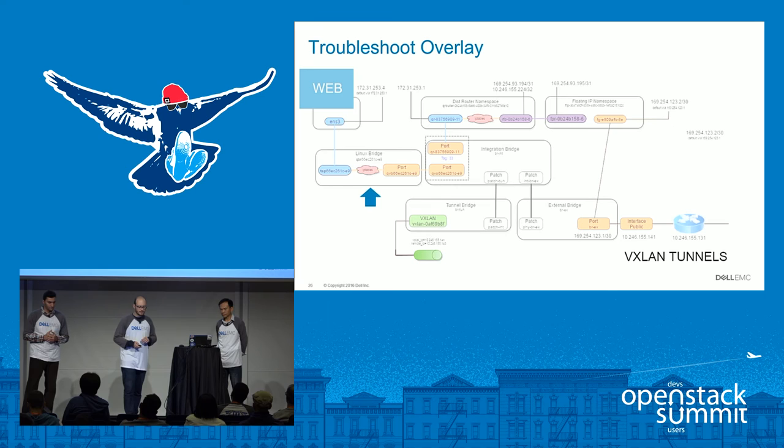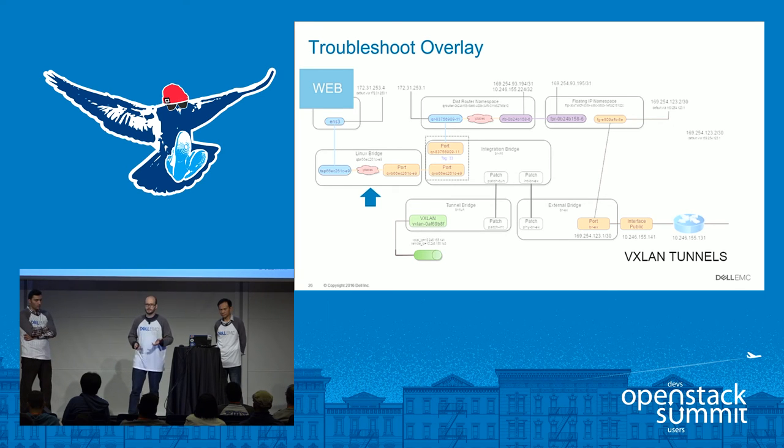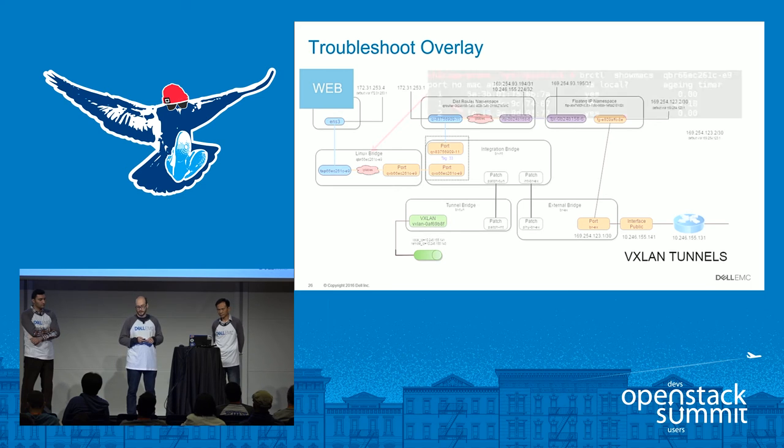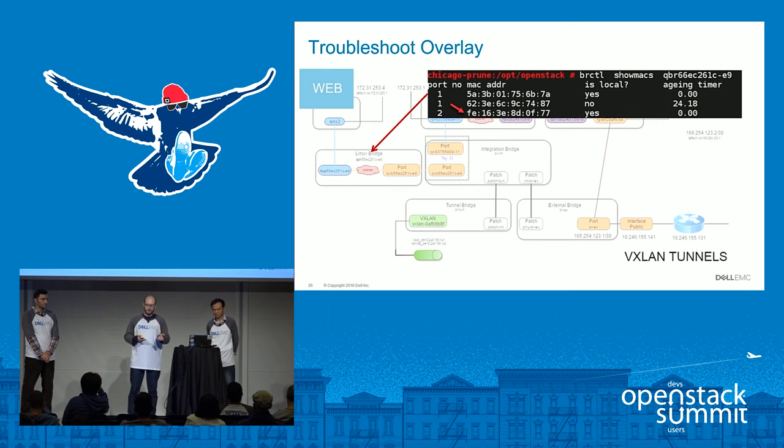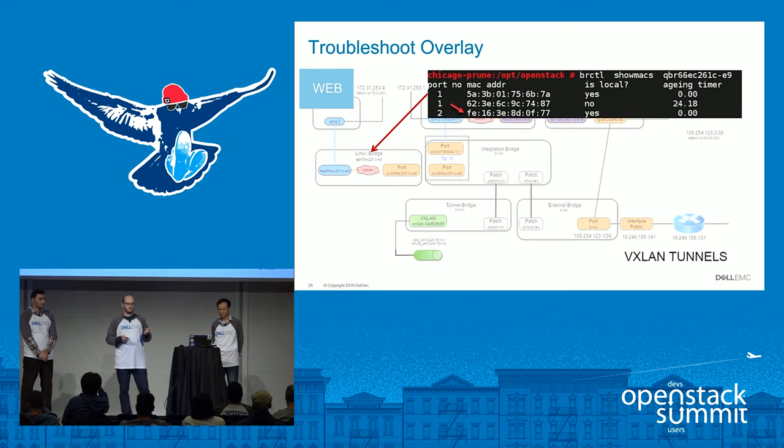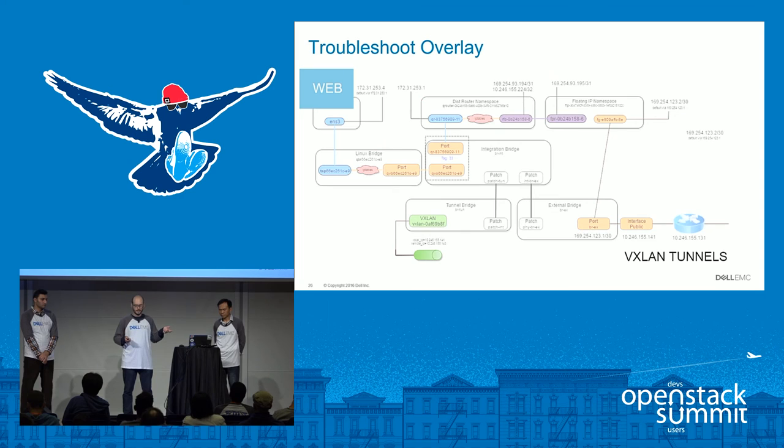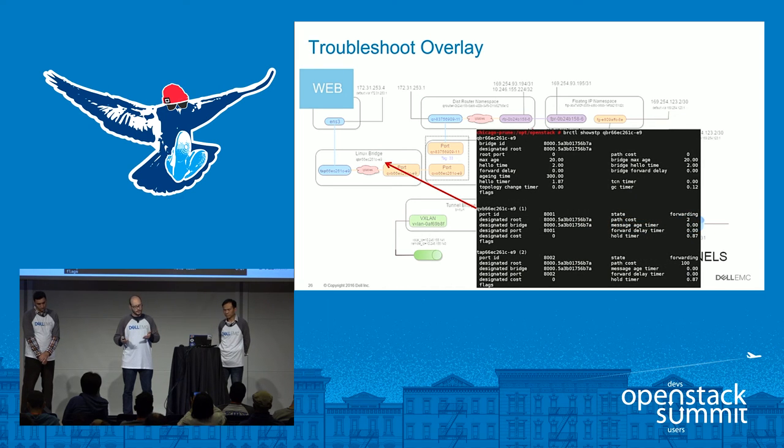So the next thing that we have to take a look at is the Linux bridge. What's happening in there? There are various little components that could be in place. If we do brctl and we do show macs, we see that we're actually learning. So we're okay on that front as well. Now, I do a show stp, and I see also that everything is in order. It's forwarding. I don't seem to have a problem in here.